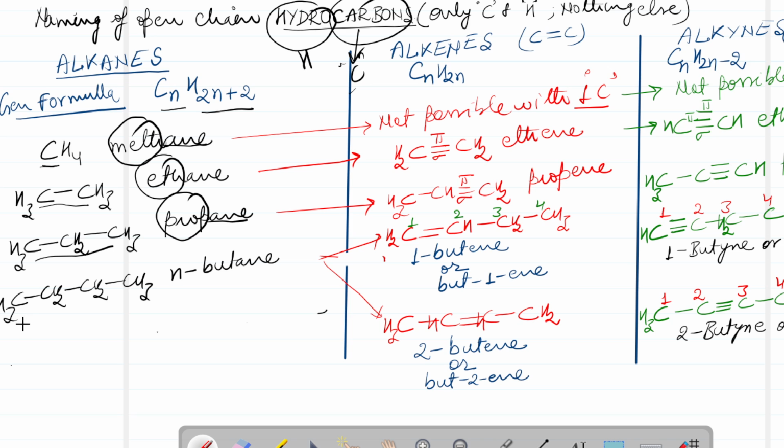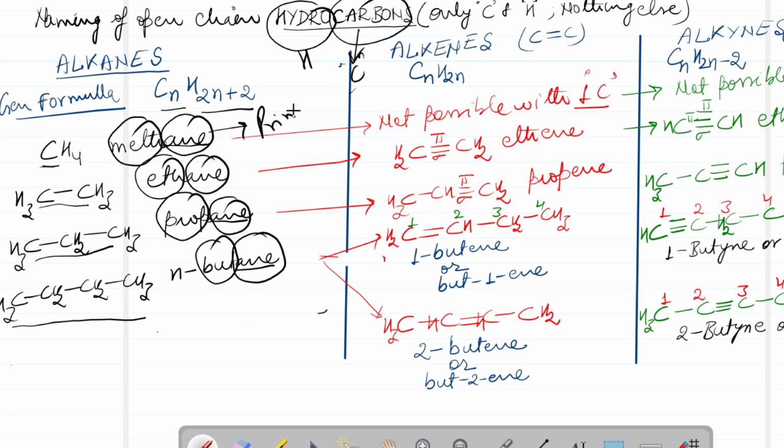Now here there are 4 carbons, so the root word would be "but". Now because all carbons have single bonds, there is no double bond, that's why the primary suffix would be "ane", right? So here, this "ane" is the primary suffix, right?